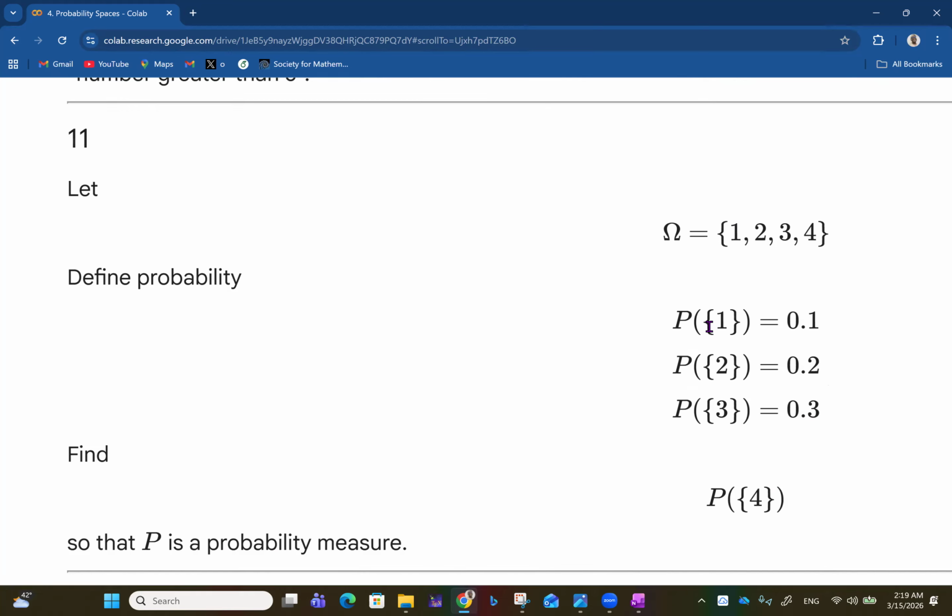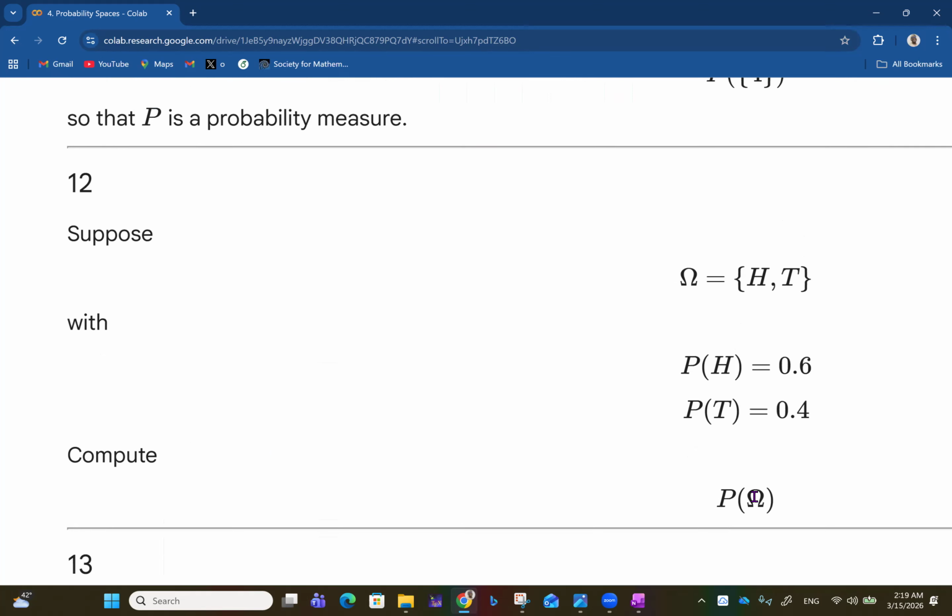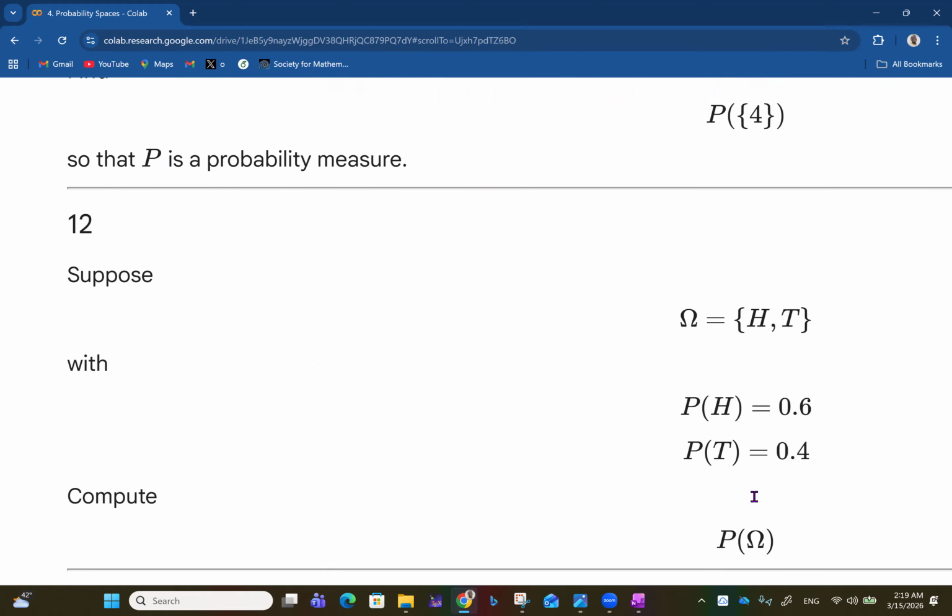So you have P of 1 plus P of 2 plus P of 3 plus P of 4 equals 1. Since you have these three, that's 0.6. So it's 0.6 plus P of 4 equals 1. So P of 4 will be 1 minus 0.6, so P of 4 will be 0.4 easily. All probabilities must add up to 1. That's the normalization we saw the other time.